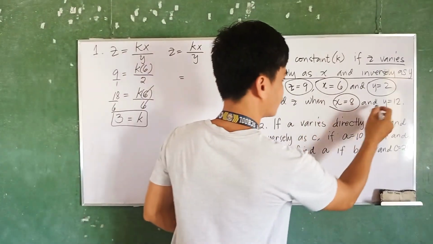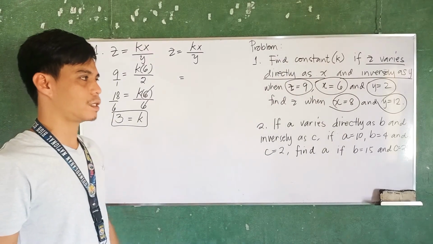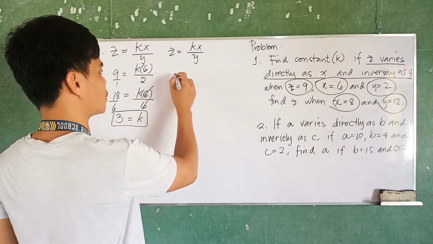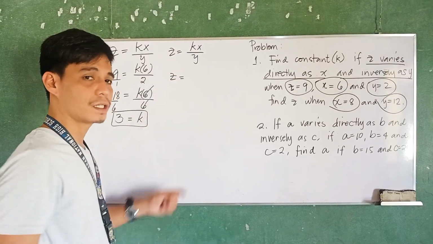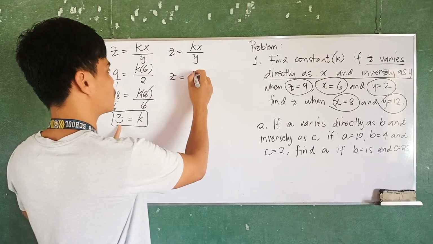So, therefore, your x is 8 and your y is 12. Okay, so your z is missing. So just copy the z there. And your k value, which is 3.